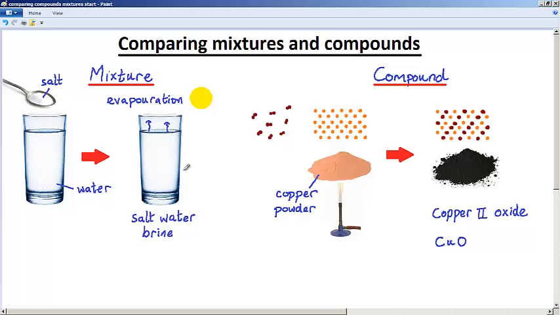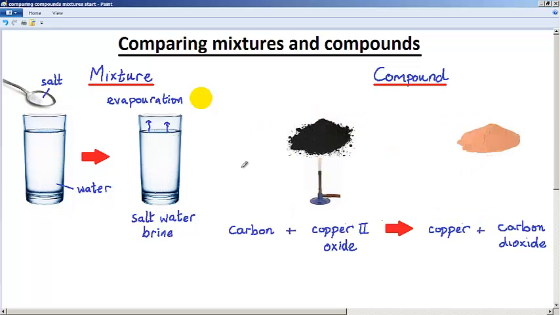Now, if we want to get the water rather than the salt, then we have to use a process called distillation, which we'll look at later, and distillation, like evaporation, is a physical process. In the case of the copper 2 oxide, if I want to get the copper back from the copper 2 oxide, then I'm going to use a chemical process again. To do this, we're going to mix carbon powder with copper 2 oxide powder and then heat the mixture.